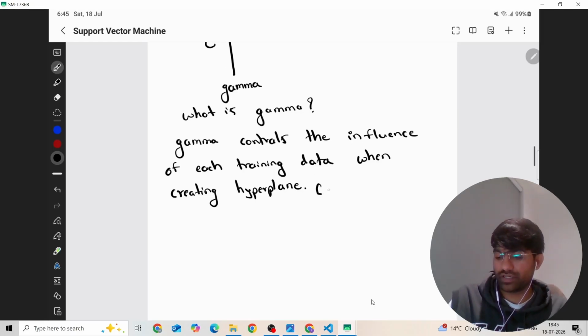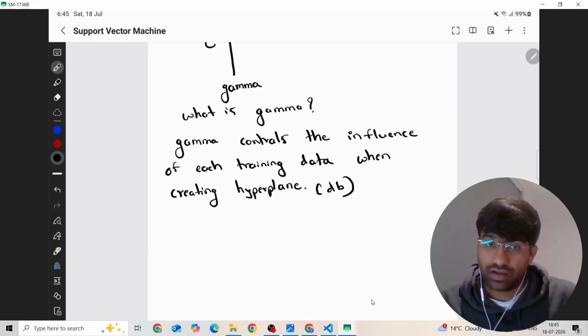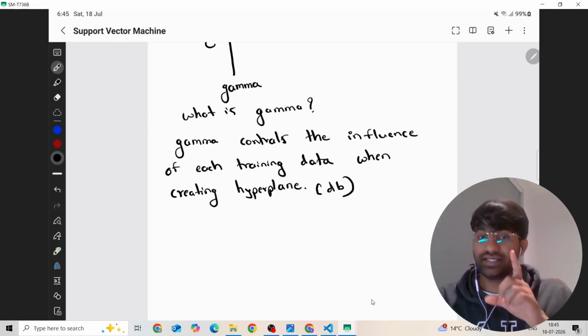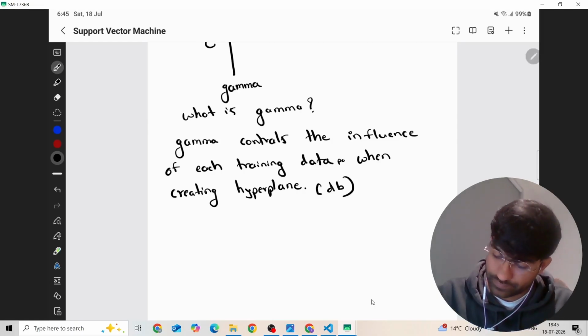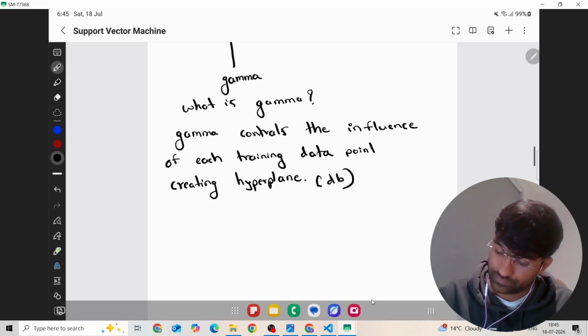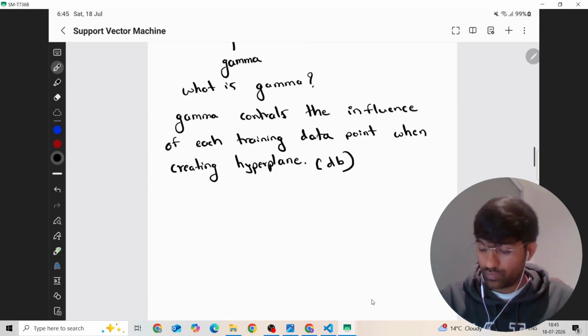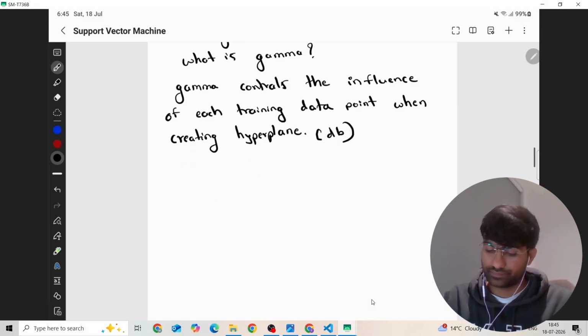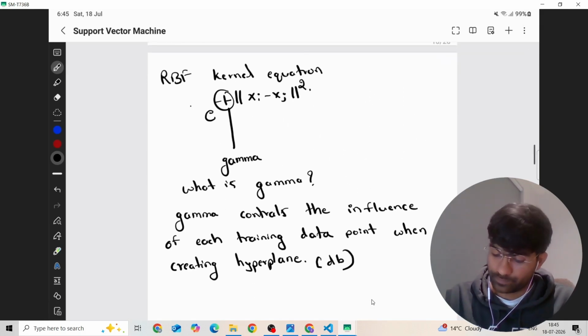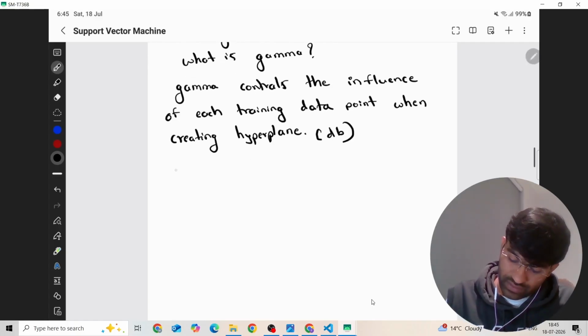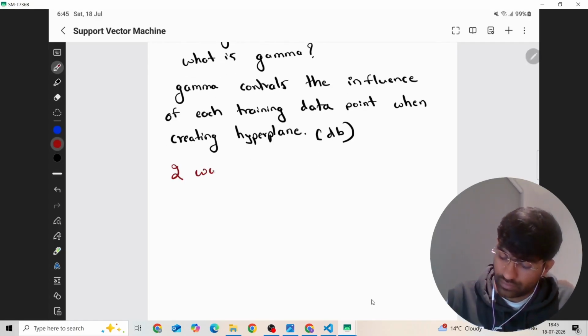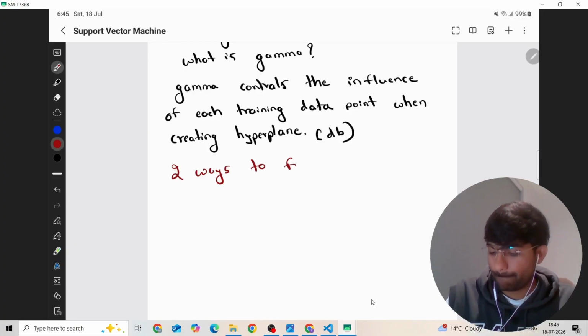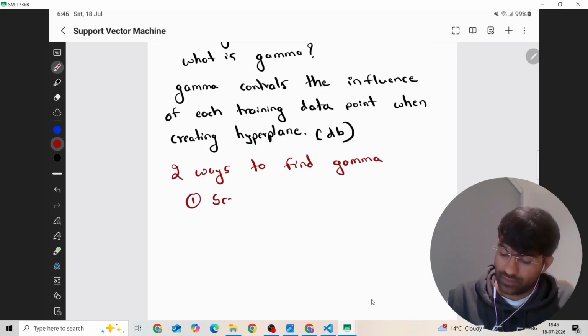Or decision boundary. Gamma controls the influence of each training data point when creating the hyperplane. That is the gamma in RBF. And there are two ways to find gamma. One is scale, second is auto.